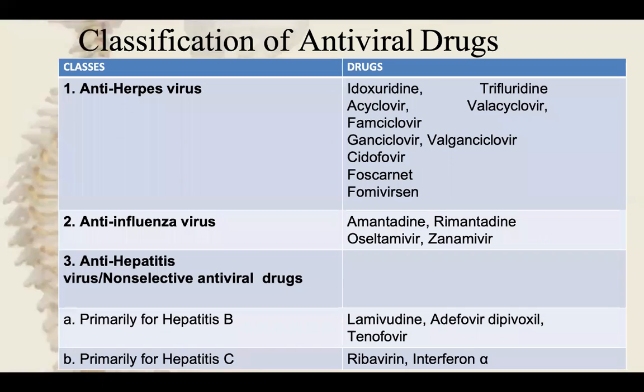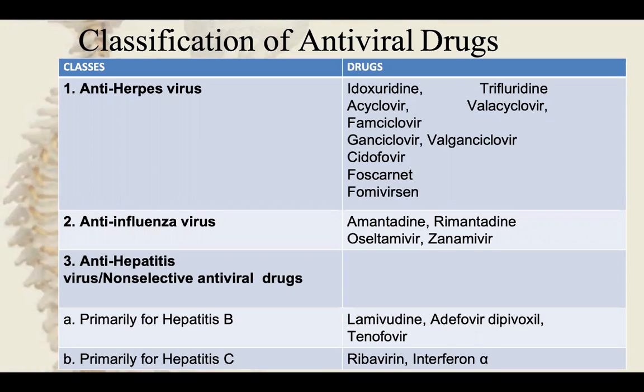Mostly in these drugs, acyclovir is the one mostly used. You may have learned the name of acyclovir. That is the most common drug for anti-herpes. The others also have some action, but the widely used drug is acyclovir. You have to remember, if I ask about anti-herpes virus, you can say it is mostly acyclovir.